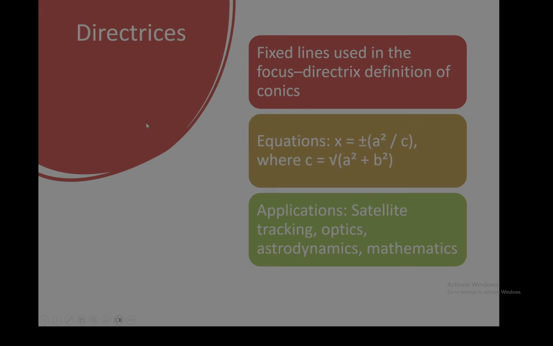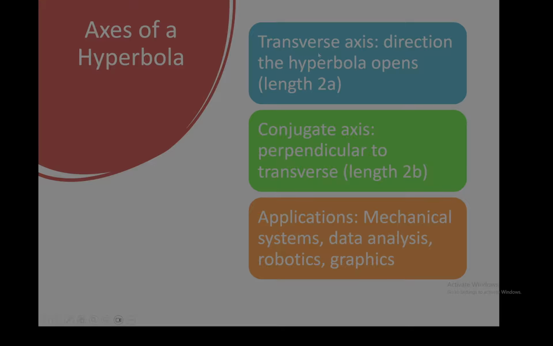Next is the directrixes. These are fixed lines related to the focus, part of the definition of the conic. The equation is x equals plus or minus a squared over c, where c equals the square root of a squared plus b squared, which will be explained later on. Applications: satellite tracking, optics, astrodynamics, and mathematics. Next, the axes of a hyperbola. The transverse axis is the direction the hyperbola opens, and its length is 2a, which I will explain later. The conjugate axis is perpendicular to the transverse axis, and its length is 2b. This is all mathematics we can prove. Applications: mechanical systems, data analysis, robotics, and graphics.